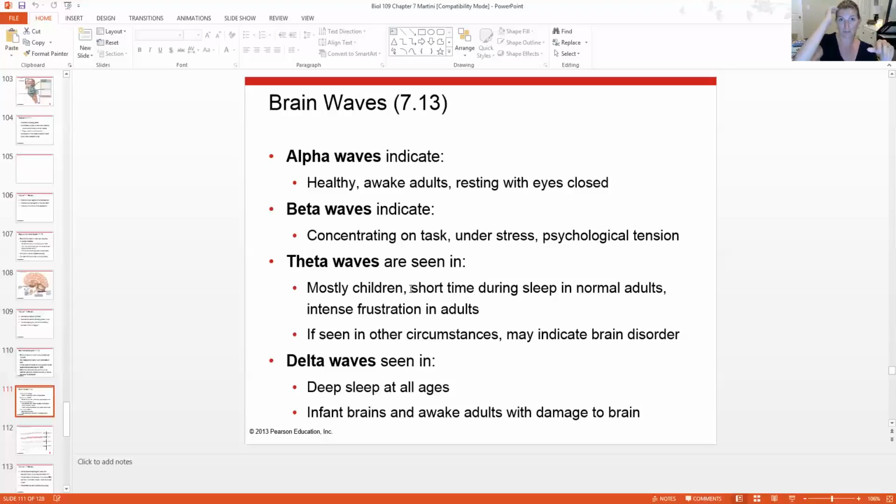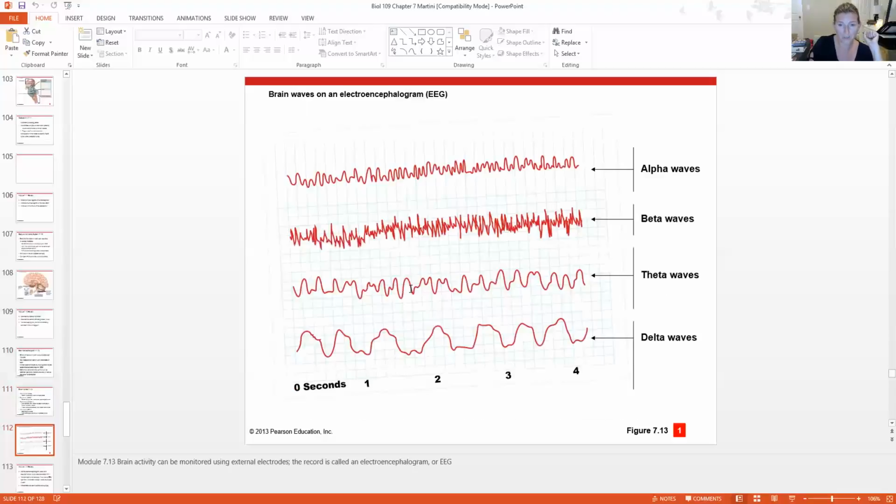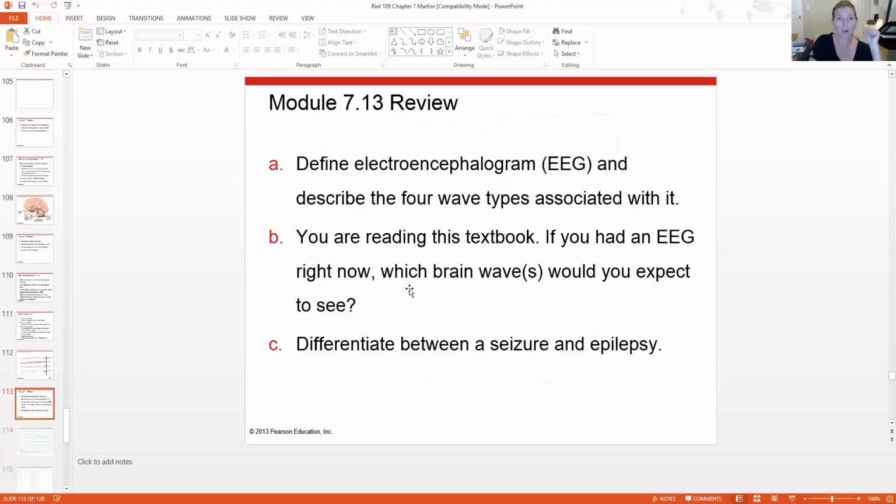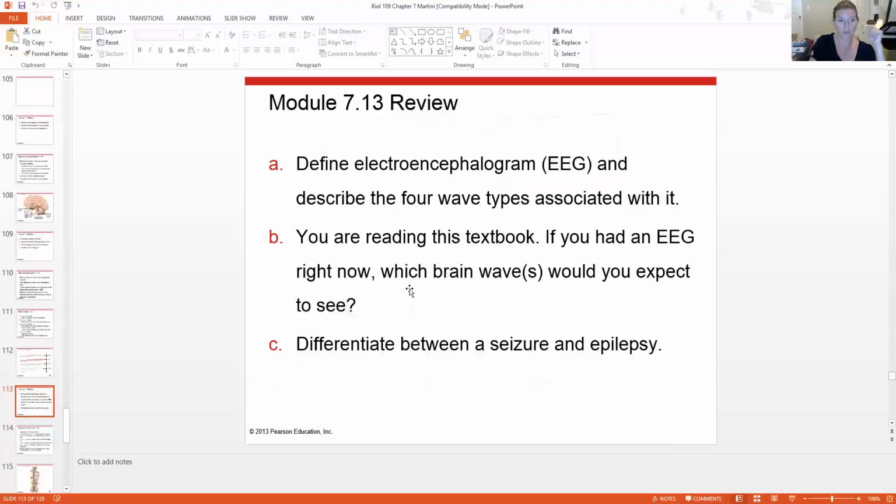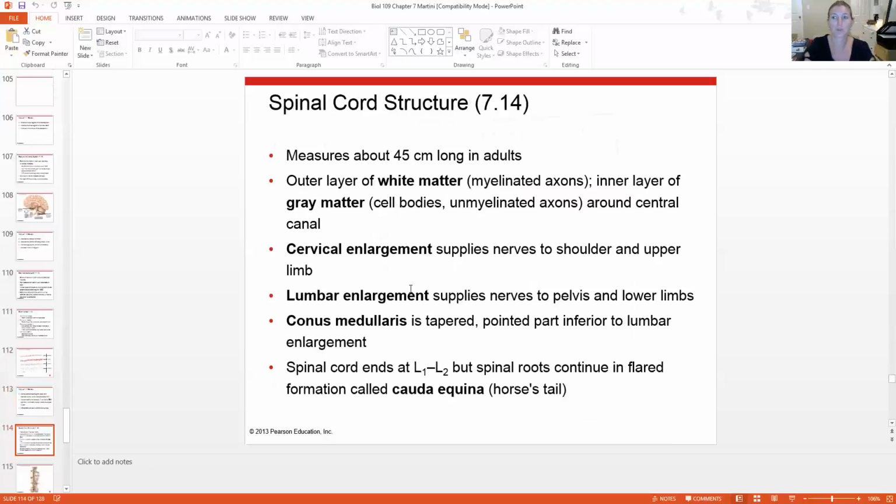Delta waves are sleep. I always think of delta like sleeping on a plane, like Delta Airlines. That's what I always think of. So this is sleeping at all ages. Infant brains, awake adults with brain damage can show delta waves as well. Here's what they look like. Do you have to know what they look like for me? No, maybe for lab. You can pause the video, go back and review EEG stuff. Let's talk about the spinal cord.